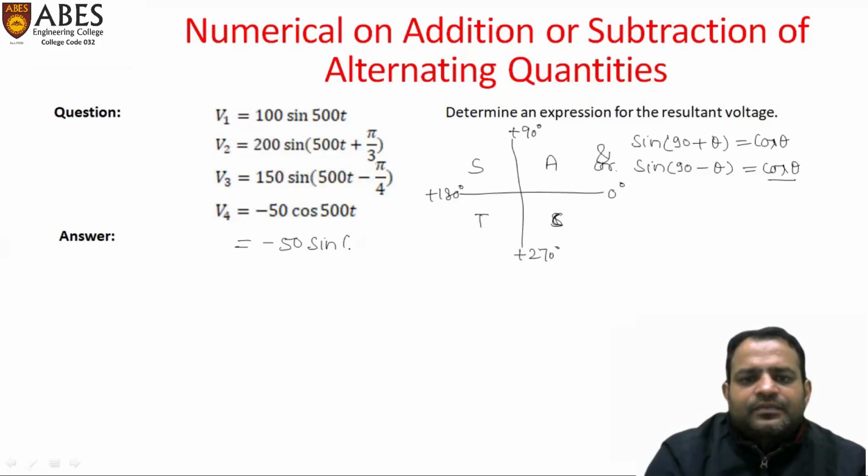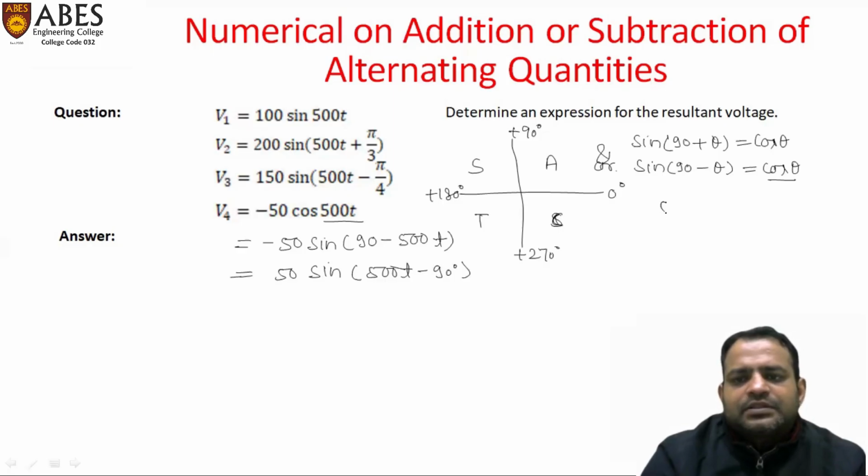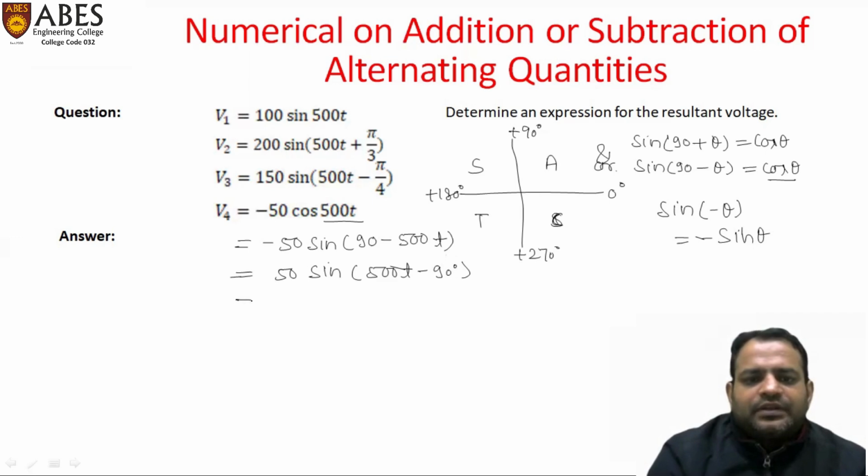So sine (90 minus 500t). Theta is 500t in each quantity, in each vector V1, V2, V3, V4. Taking this minus sign inside, this is 50 sine (500t minus 90 degree), because sine of minus theta is equal to minus sine theta. So we are considering this negative sign and taking it inside the bracket. So in polar form, we are writing here 50 at an angle minus 90 degree. This is our V4.